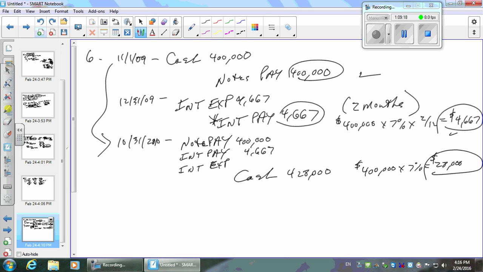So what's the interest expense got to be? 28,000 less 4,667 here. What is it? 23,333. And let's make sure that's the right number. 400,000 times 7% was a year, right? Which was 28,000. But how many months is in the new year? In 2010? 10/12. So it's 28,000 times 10/12, isn't it? So what's 5/6 of 28,000? It's going to be a miracle. It is, isn't it? And that's the interest expense for this year.